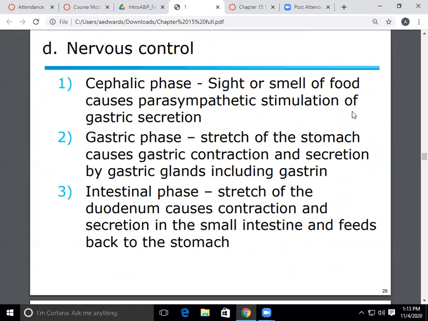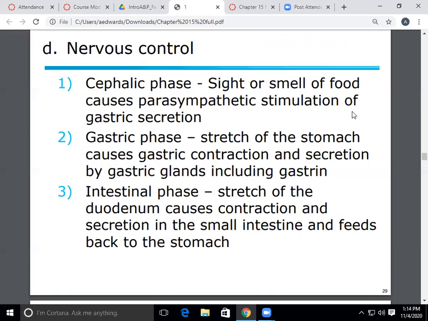So you have different phases. You have the cephalic phase, the gastric phase, and the intestinal phase. In the cephalic phase, you can see food or you can smell it. You get some sort of parasympathetic stimulation of gastric secretion. So it's like, you go to the movies. I mean, obviously we're not doing that much these days, but you go to the movie theater. What do you smell when you walk in the door? Popcorn, right? Makes you hungry all of a sudden. That's your cephalic phase.